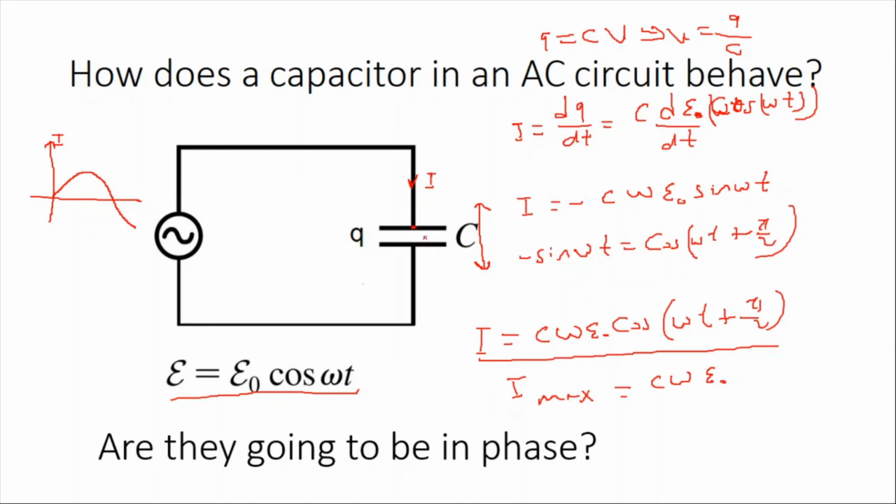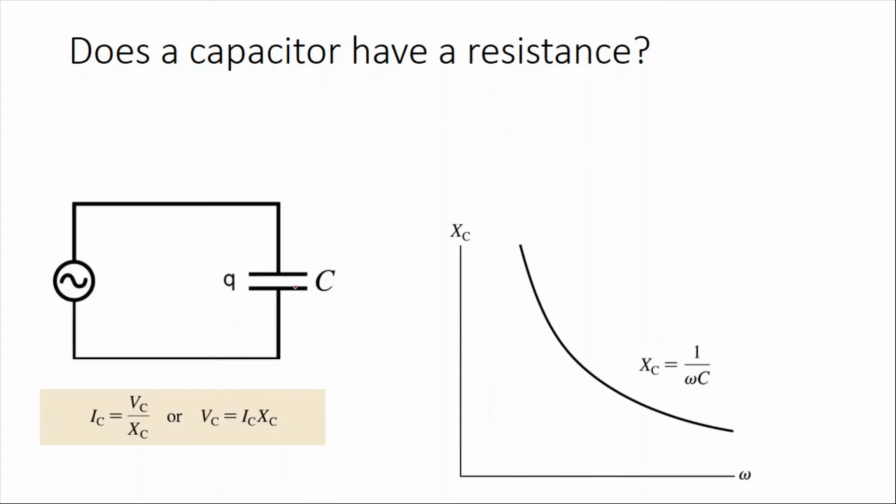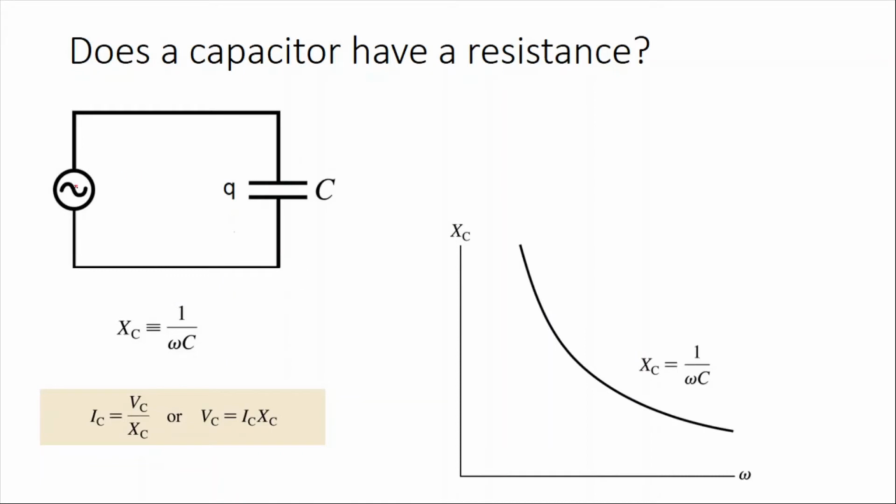As you see, they do not become maximum at the same time. First, current is maximum, flows to the plates, and then voltage becomes maximum. So, does a capacitor have a resistance? If we connect a capacitor to an alternating current source, the capacitor itself is going to show some resistance to the flow of the current in the circuit.